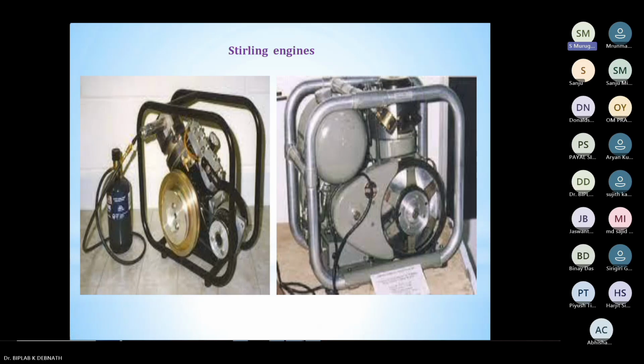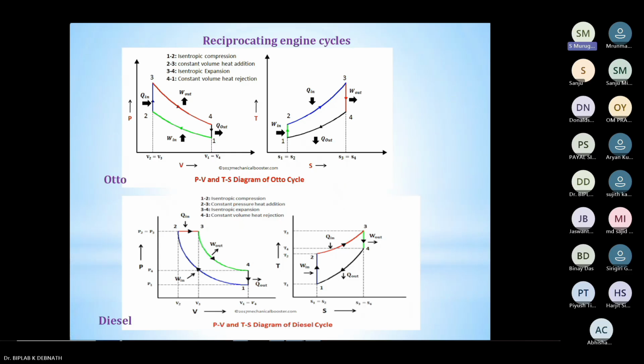So these are the examples of Stirling engines that we use. Different Stirling engines are there: alpha, beta, gamma Stirling engines. Now reciprocating engines, as I told, you can use a petrol engine or a diesel engine, that you have studied earlier in your air standard cycles.